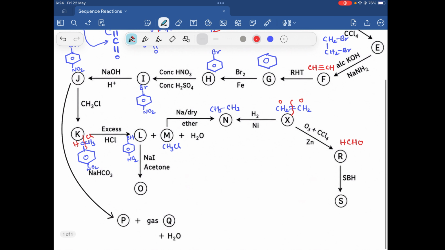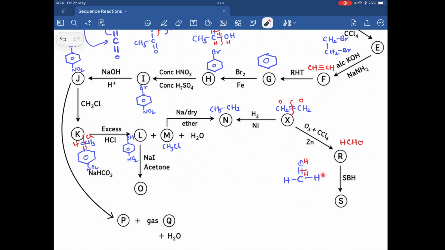This HCHO on reacting with SBH, this is sodium borohydride, that HCHO I will take like this, and sodium borohydride is what? A better reducing agent. So what happens? You just break this CO bond, one of the bonds you break, and add hydrogen atoms like this. So what do we get? We'll get CH3 single bond OH. The product is CH3OH. Now we have this L, but L we are getting what? We are getting a benzene ring, OH and NO2.